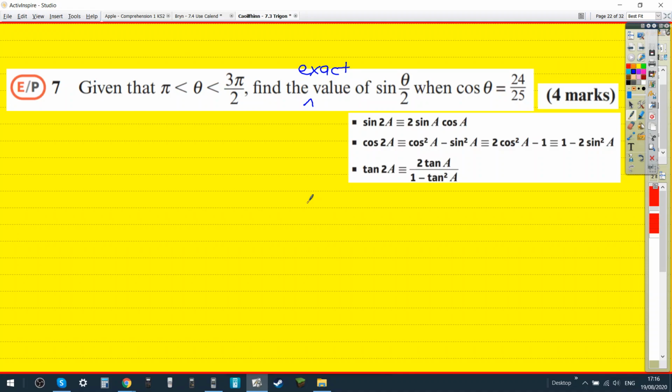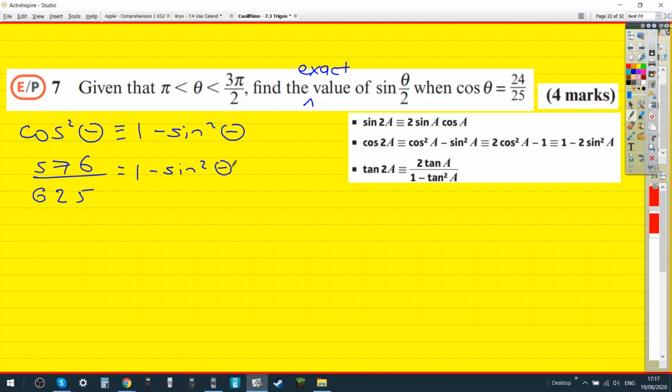So we know that cos theta equals 24 over 25. So before we did cos squared theta equals 1 minus sine squared theta. So 24 over 25 squared is 576 over 625, so that's equal to 1 minus sine squared theta. So minus sine squared theta is that minus 1. So sine squared theta equals 49 over 625. And then sine theta equals plus or minus the square root of that.